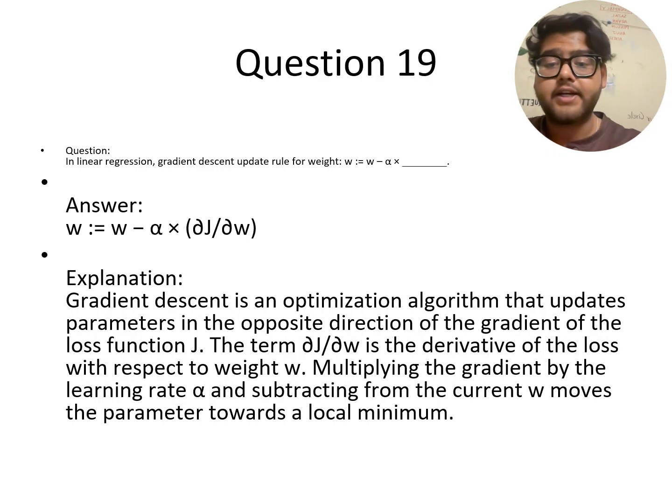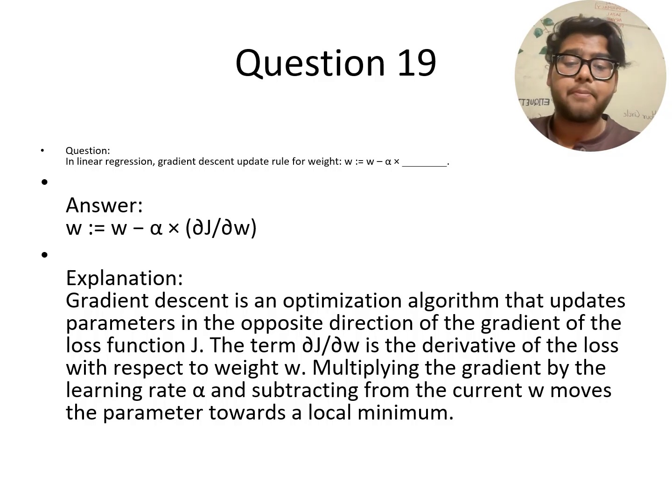Question number 19. In linear regression, the gradient descent update rule for weight W is equal to... Gradient descent is an optimization algorithm that updates parameters in the opposite direction of the gradient of the loss function J.